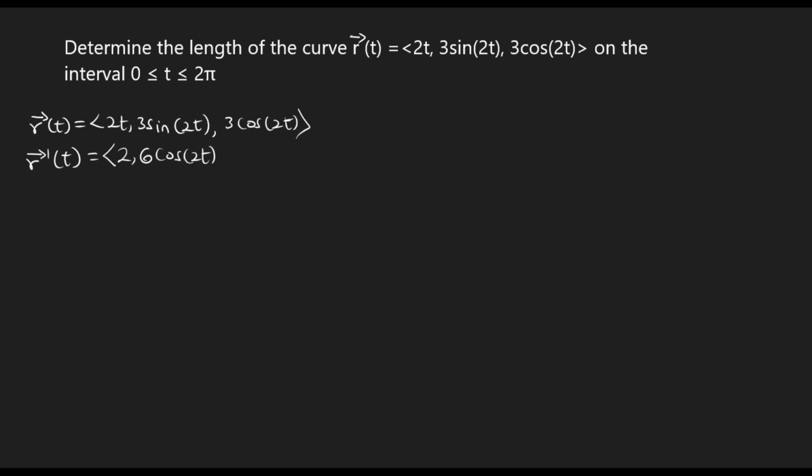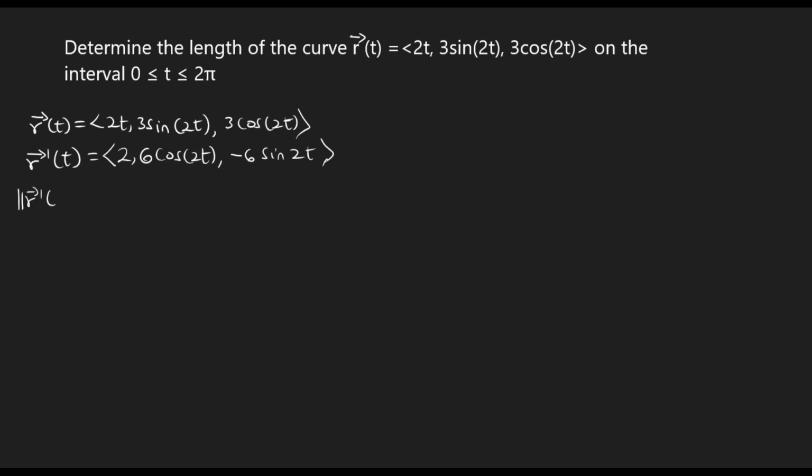Right? And then when I differentiate 3 cos 2t, that gives me minus 6 sine 2t. Okay, let's take note of this. So this is the derivative. From here we're going to find the magnitude, or the norm. Okay, so let's look at that.